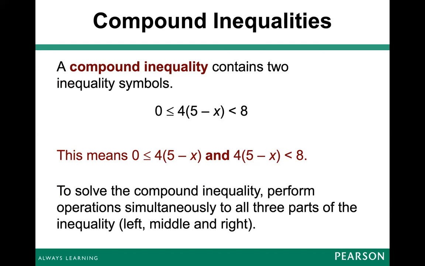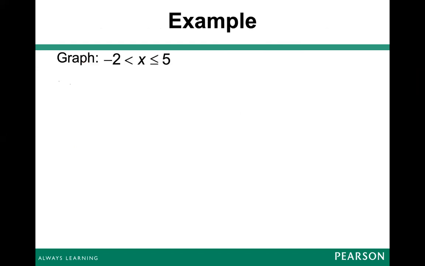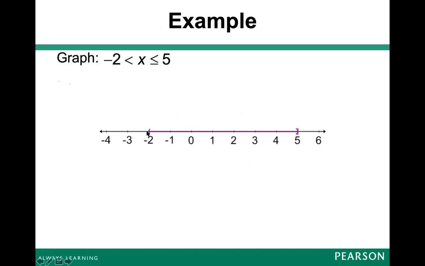Okay, but the easiest way to solve a compound inequality is to perform the operations simultaneously to all three parts of the inequality, the left, the middle, and the right. Okay, so for example, this one is already solved. There is nothing more to do here. X is between -2 and 5. The -2 is not included, but the 5 is. So the graph of that set would look like this. You would have a parenthesis at -2 and a bracket at 5. It's colored in between.